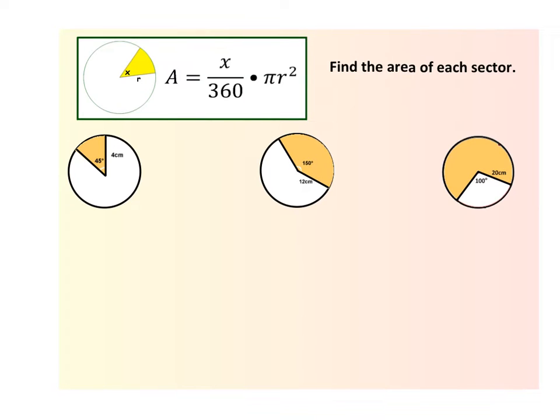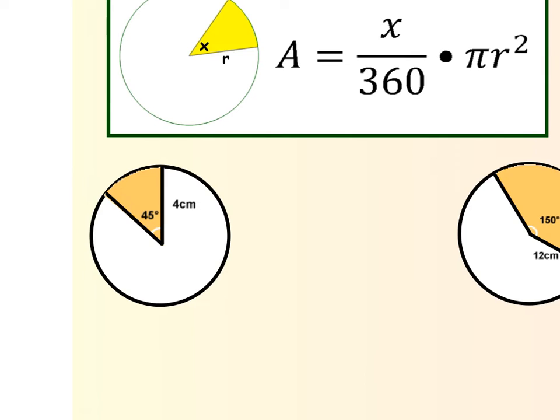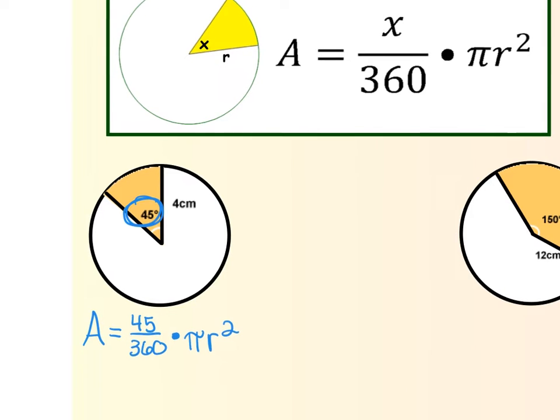Let's try calculating a few that aren't as easy as those 1/2 or 1/4 ones. So the first thing we're going to do is write our formula, which is going to be area equals x over 360. And for our x, we're going to put in the value of the degrees that we're solving for. So 45 over 360 times area of a circle, pi r squared.